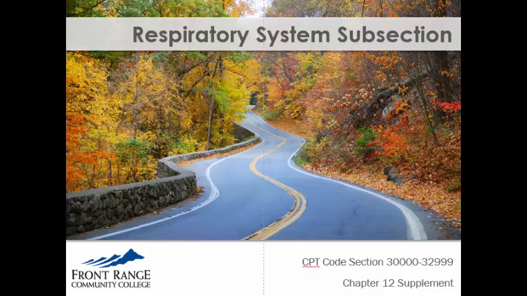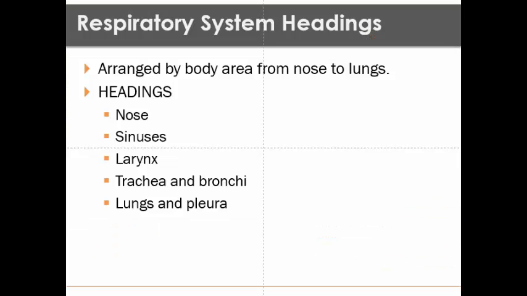And welcome to the Respiratory System subsection, a supplement to your Chapter 12. Your respiratory system headings are arranged by body area from nose to lungs. Different headings start at the nose, go to sinuses, larynx, trachea, bronchi, lungs, and pleura.